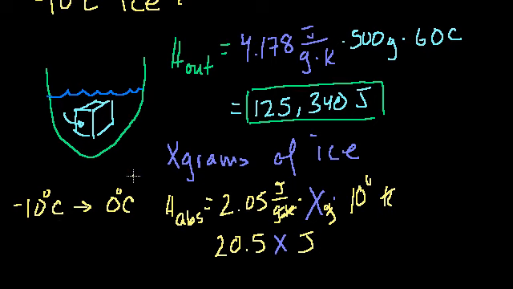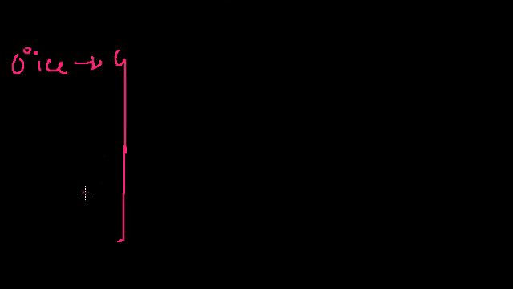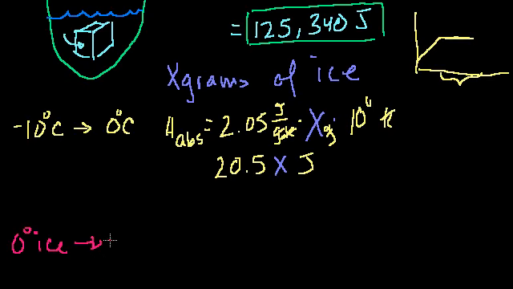Now, once we're at 0 degrees, the ice can absorb even more energy before increasing in temperature as it melts, right? Remember, when you drew that phase change diagram, the ice gains some energy, and then it levels out as it melts, as the hydrogen bonds start sliding past each other and the crystalline structure breaks down. So this amount of energy the ice can also absorb. We'll do it in a different color. 0 degree ice to 0 degree water.